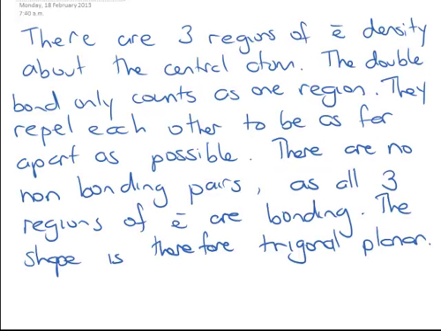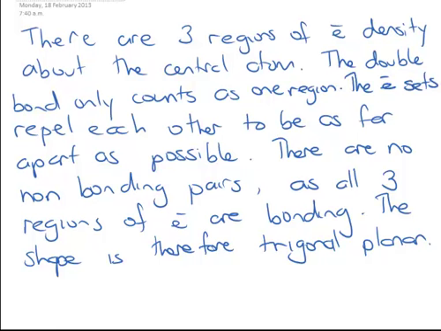Okay, now in this one I've modified this. There are 3 regions of electron density about the central atom. You must talk about that. Now I've just put this in there just in case. It's not something that's necessarily required, but it's a point that I would make. The double bond only counts as 1 region. They repel each other to be as far apart as possible. Now, I should have probably said the electron regions.